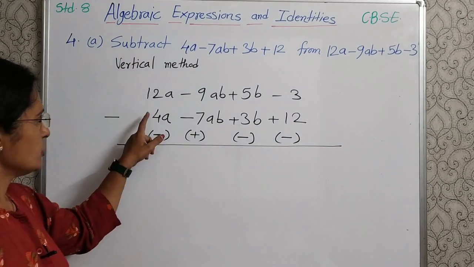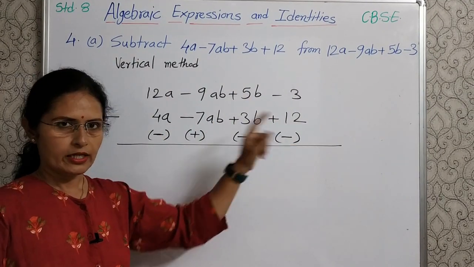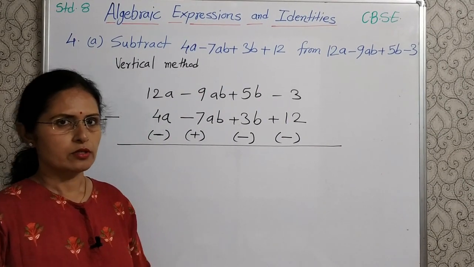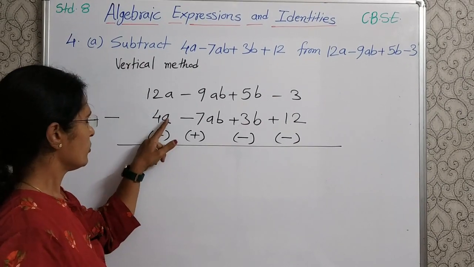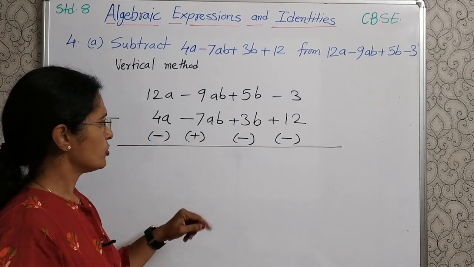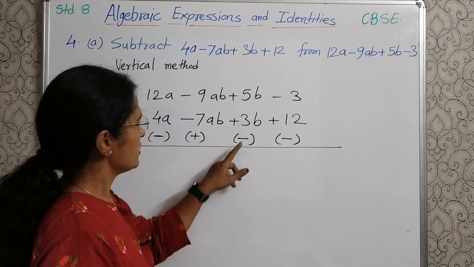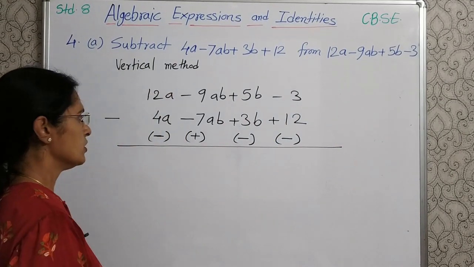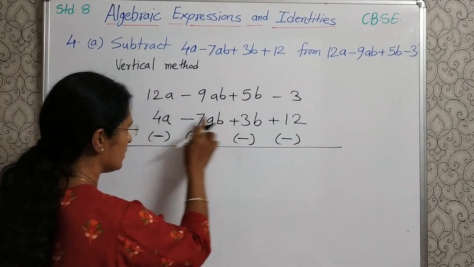So here we changed all the signs of each and every term from the second expression, because we know that subtracting any term means adding the opposite of that term. So positive 4a's opposite is negative 4a, minus 7ab's opposite is positive 7ab, plus 3b's opposite is minus 3b, and plus 12's opposite is minus 12. And now we solve. Now we'll ignore these signs and use these signs for these terms.